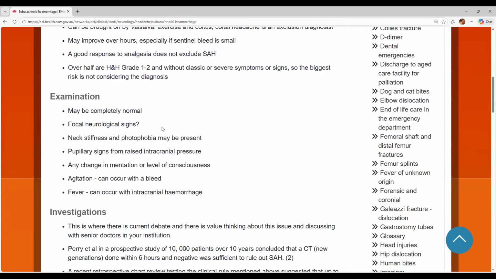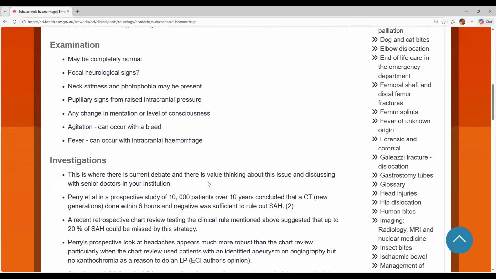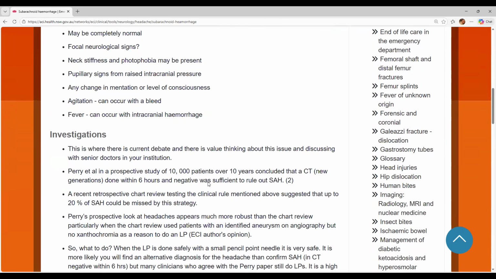Focal neurological signs will be there: neck stiffness, photophobia, pupillary signs from raised intracranial pressure, change in the level of consciousness, so altered level of consciousness, agitation, fever because of the intracranial hemorrhage.